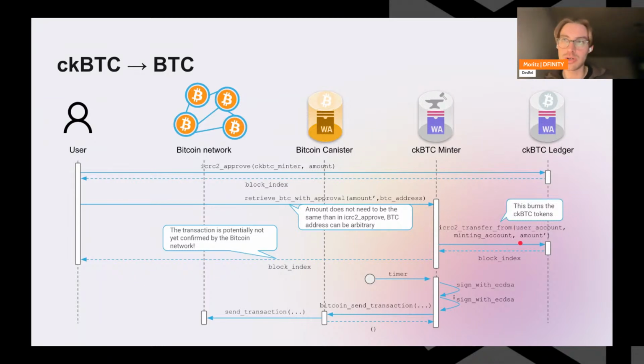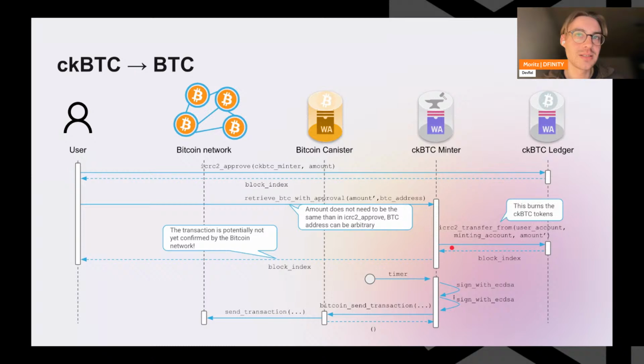And if that call works, if the ckBTC ledger doesn't return an error, so if you basically approve the ckBTC minter for enough ckBTC, then this call works. It will burn your ckBTC. The ckBTC minter is happy. It knows, okay, this guy's ckBTC I burned. I can now send the Bitcoin on the Bitcoin network to this user.